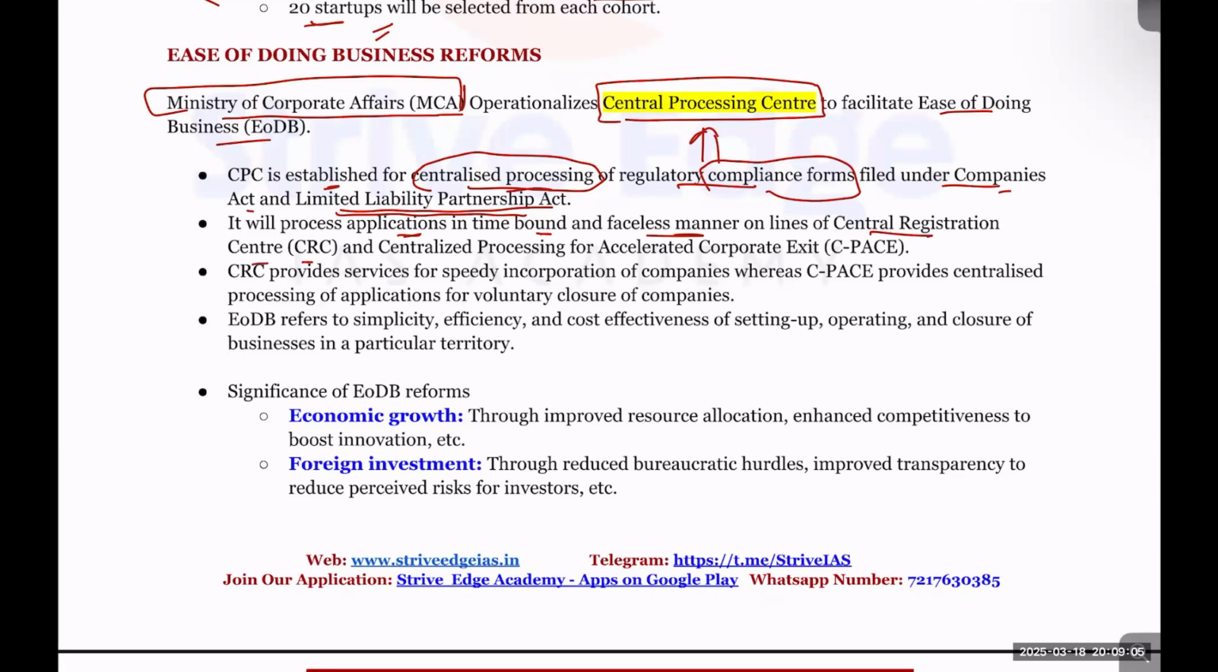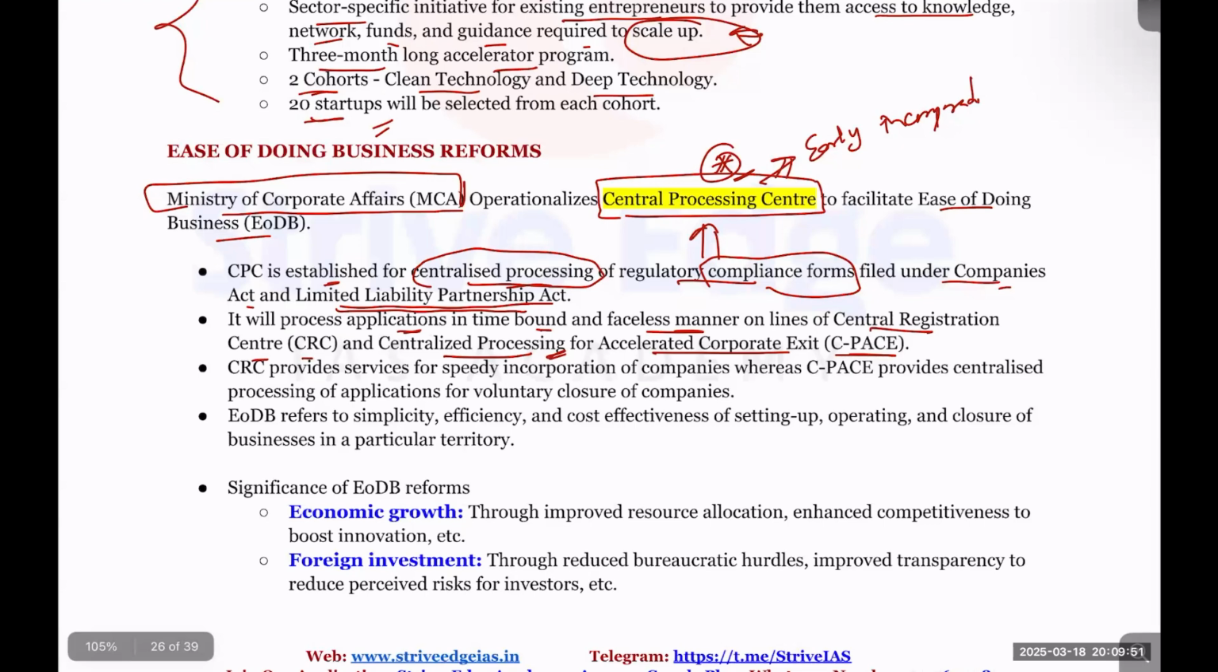Centralized registration center will be there, and centralized processing for accelerated corporate exit, CPACE. Not only incorporation, but also if a corporate house wants to close up its operations or its business, its exit will be ensured to be very smooth and very fast. This is a very important initiative that has been launched. What you should remember is what this centralized processing center is all about: early incorporation and exit for industries.